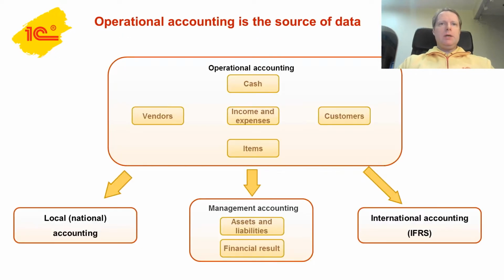First of all, we need to look at the data source for financial accounting. This is the operational accounting. The accounting objects are cash, vendors, customers, and others. The objects have registers and tables with data. Management accounting, local accounting and international accounting can use all operational data to create ledger entries.